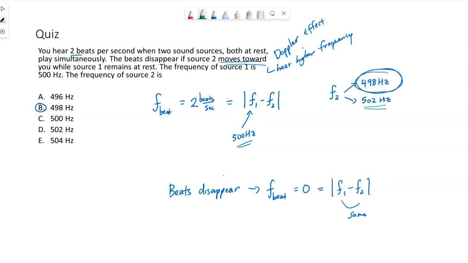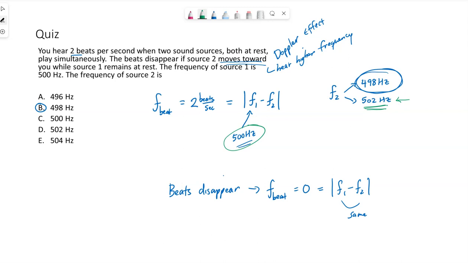And so the difference between the source 1, 500, and something bigger than 502 is going to be something even bigger. So the beat frequency would increase had source 2 been 502 hertz.